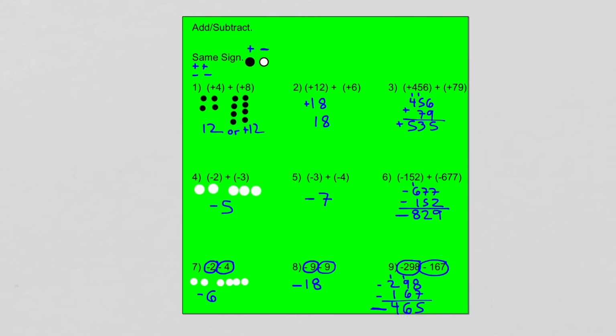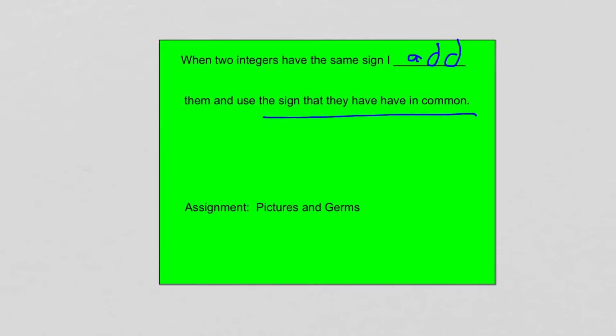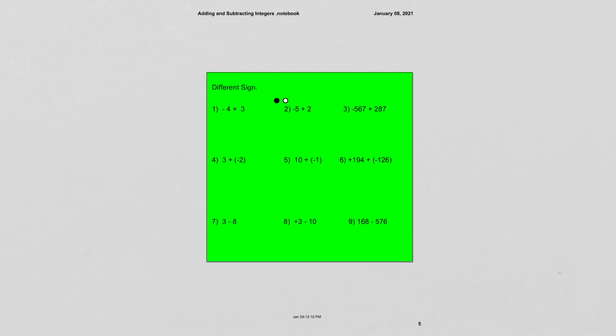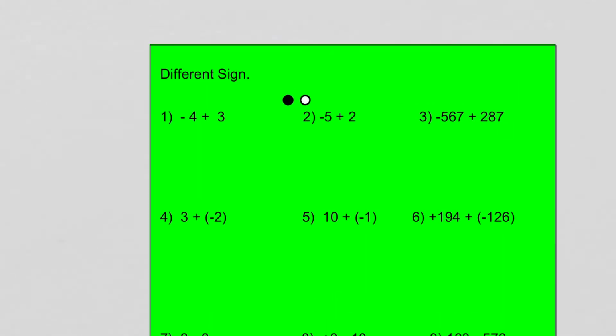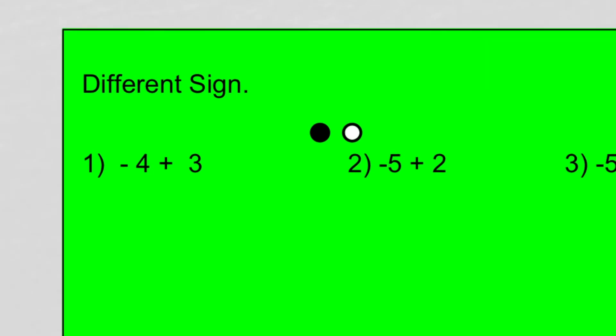And we looked at adding integers that have the same sign. So same sign, you add them up and you use the sign that they have in common. And we did the assignment pictures and germs, which were all integers with the same sign. We're going to add another element now. We're going to look at what happens when you have two integers with a different sign. We'll still use our model where blacks represent positive and whites represent negative.